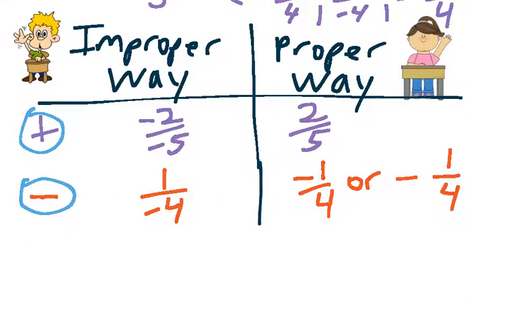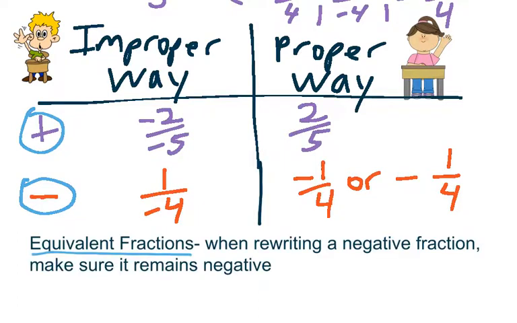Right, now that we know how to write negative fractions and positive fractions, we can discuss equivalent fractions. So for equivalent fractions, when we rewrite a negative fraction, we want to make sure that it remains negative. And I can tell you this is where students make mistakes.